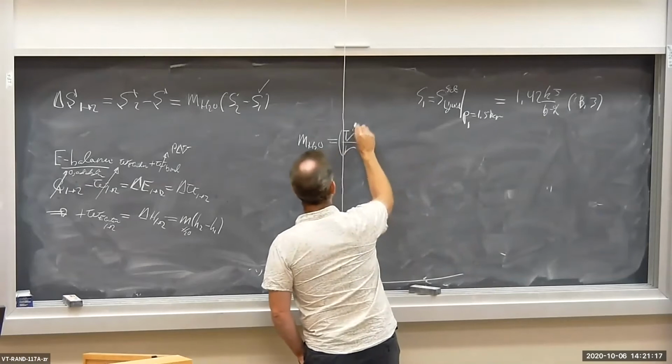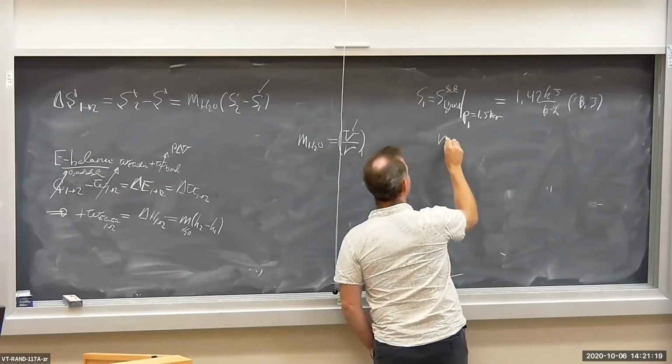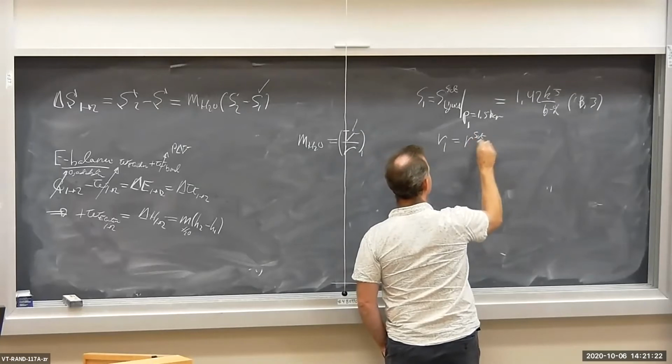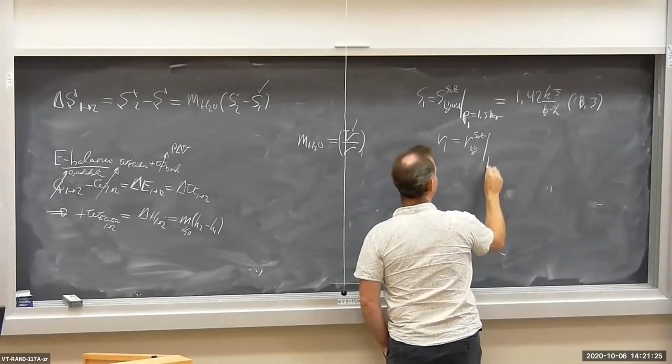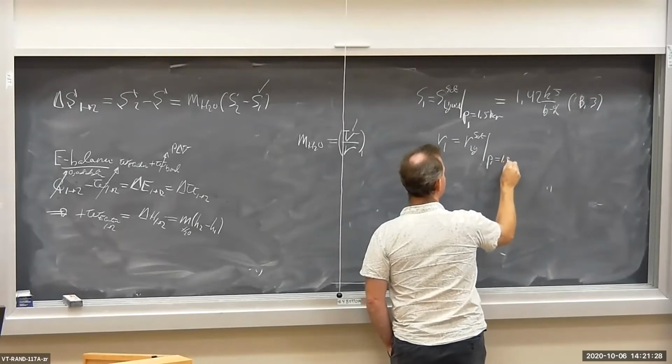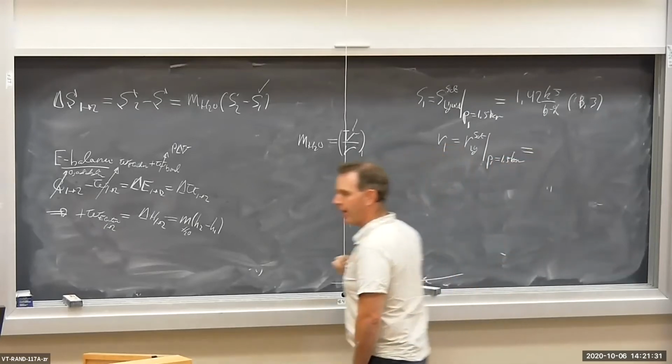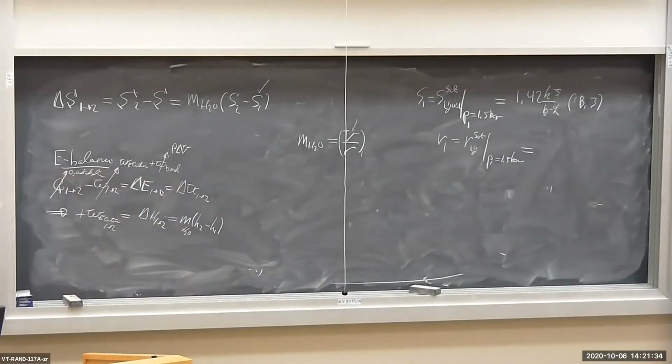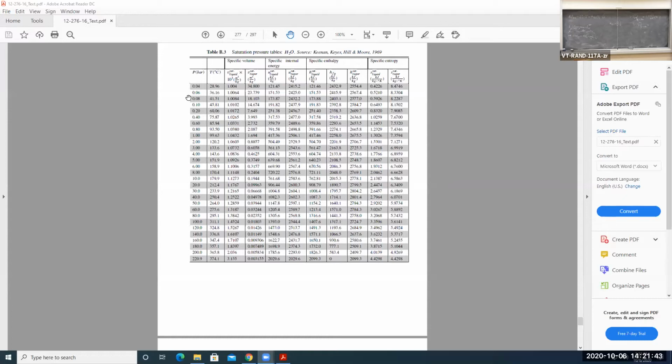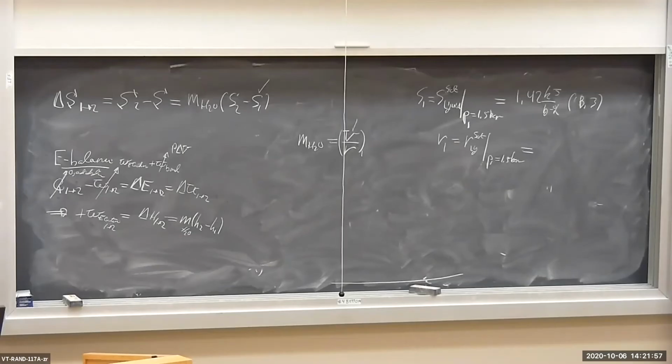So I have v1. The specific volume at state 1 is equal to the specific volume of the saturated liquid evaluated at a pressure P1 of 1.5 bar. I can look that up. Let's go to the tables here. I've got 1.5 bar. It's going to be halfway in between. The specific volume is about 1.05 times 10 to the minus 3 cubic meters per kilogram.